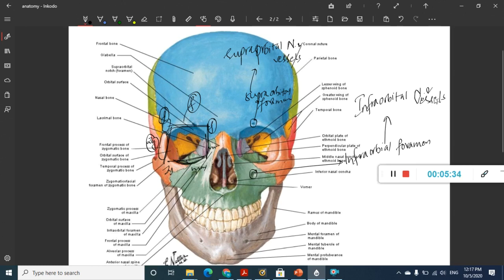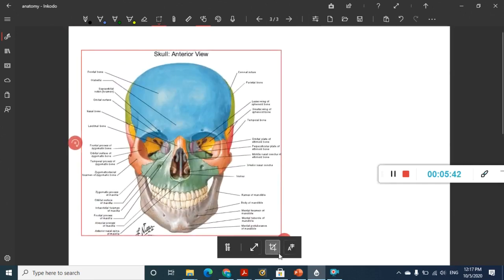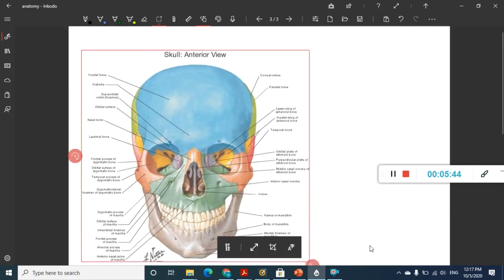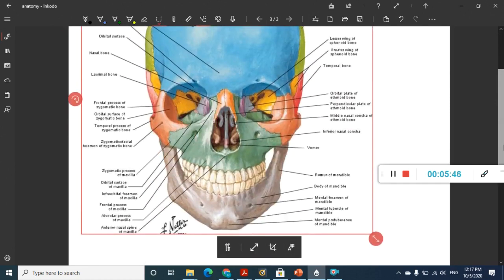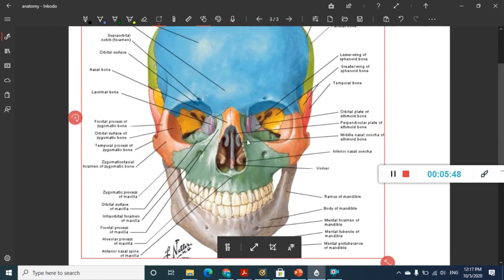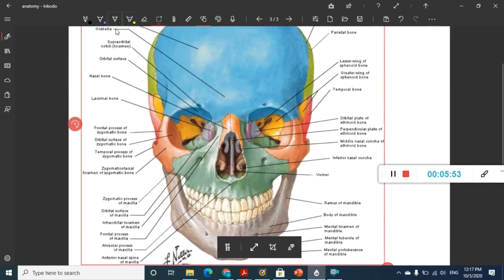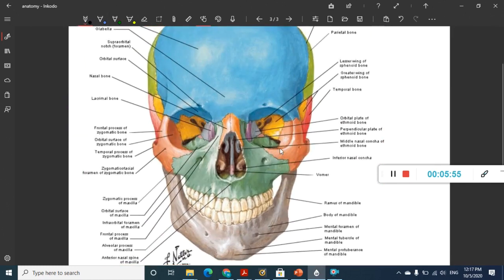Right? Now, once we have learned about this, you see this cheek. Now we will see, I will put the same picture again. In this picture, if you see, we have these cheek bones. We will see this cheek part. This cheek is formed by the zygomatic bones. So these are the zygomatic bones. You see, this cheek is formed by the zygomatic bone.